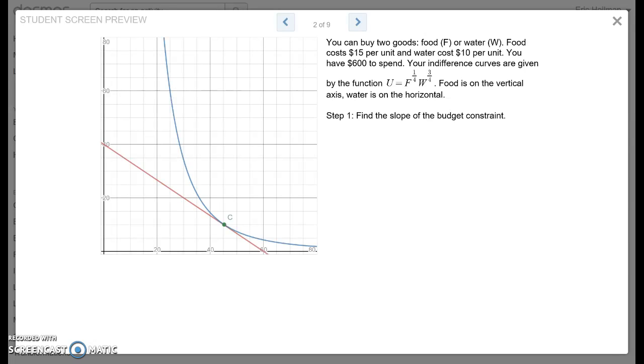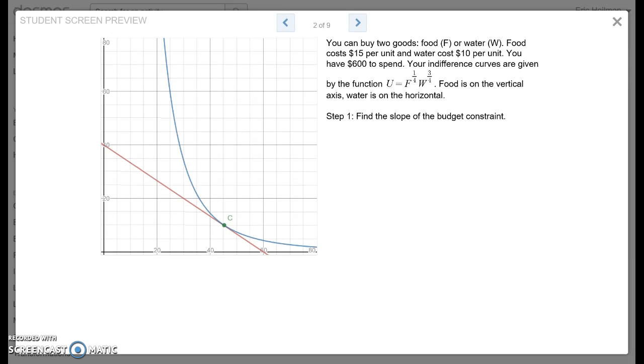So here's the situation. We have two goods, food and water. Food costs $15 per unit and water costs $10 per unit. So that means that water is on the horizontal axis and food is on the vertical. And from that, we've drawn the graph here, but we're not going to need the graph in order to do the math.